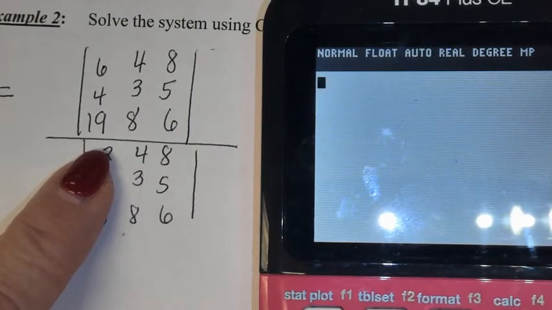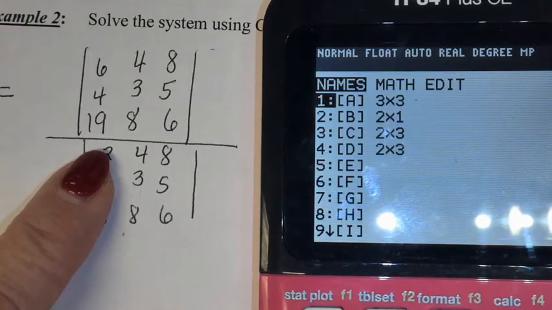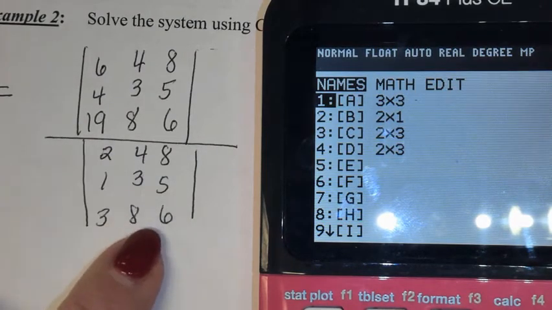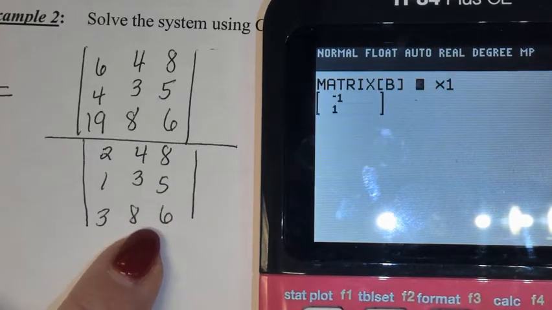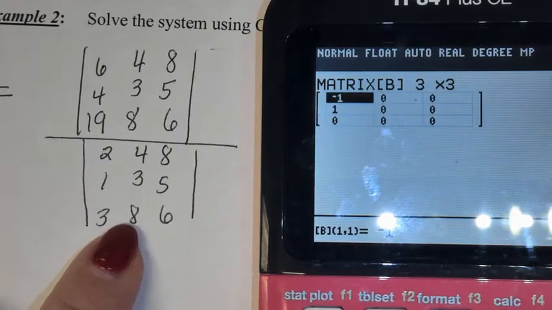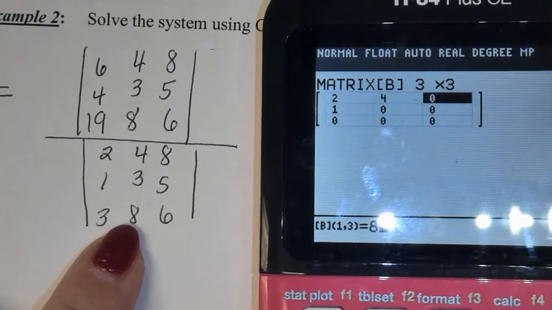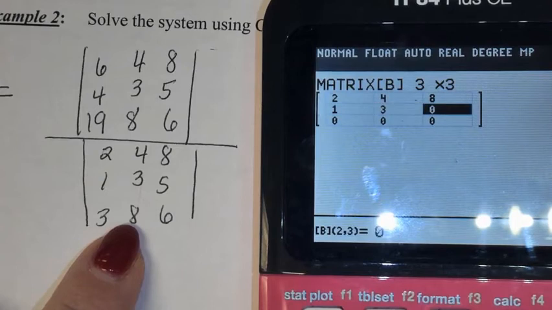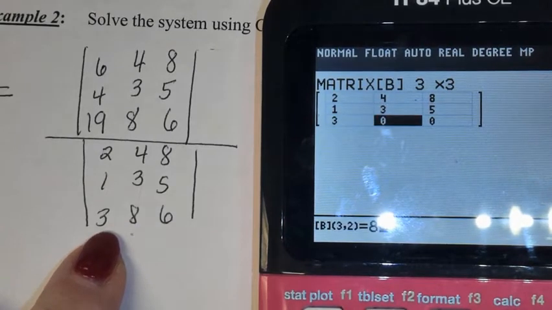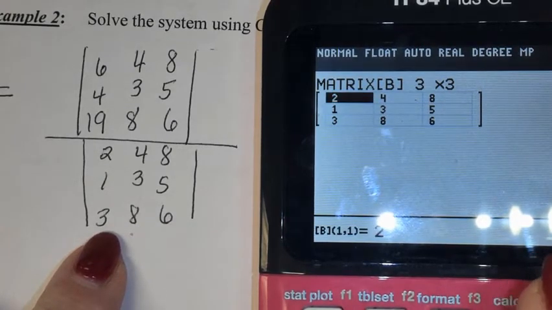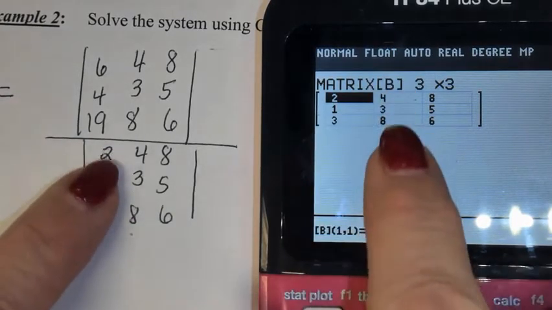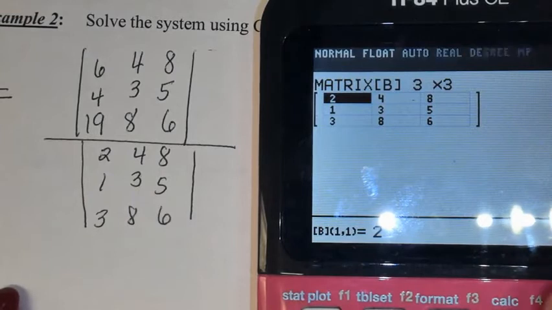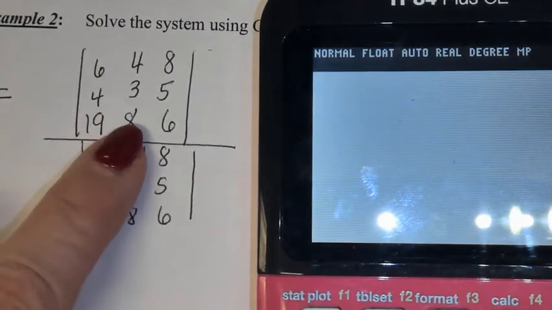This doesn't make sense. Okay, so now we're going to go back to matrix and we're going to put in another matrix, B, because we need to do both of those determinants. So I go down to matrix B. I'm going to edit that. It's a 3 by 3. Putting those numbers in. Okay, now I want to quit. I don't want to clear. I just want to quit. Just double checking. Yep, looks good. So we're going to quit.